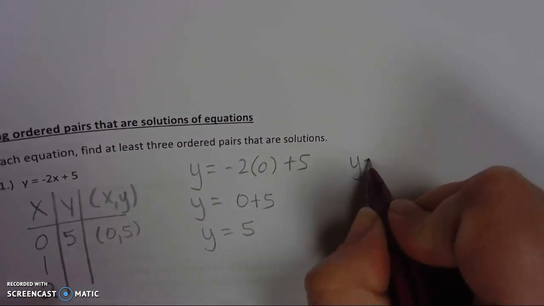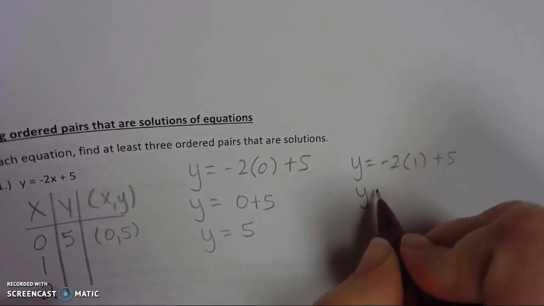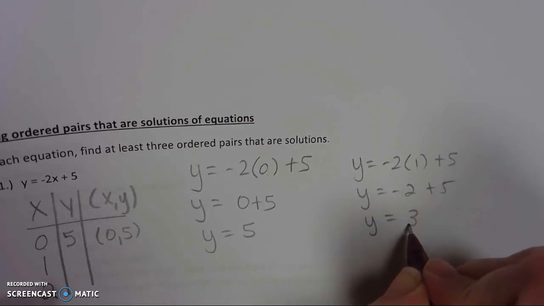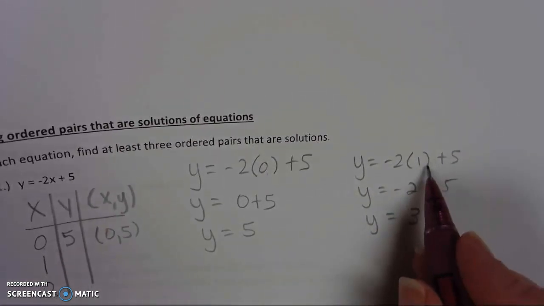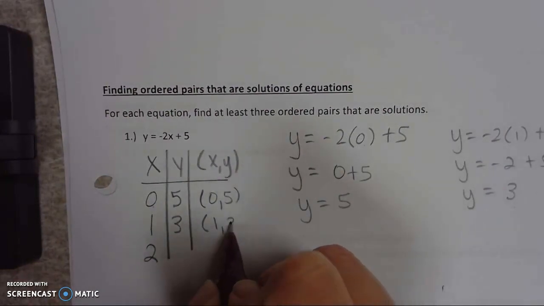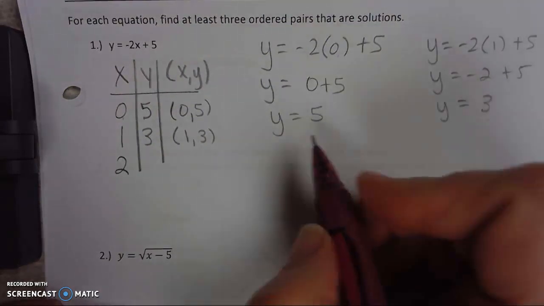So we're going to fill in a 1 in place of x. We'll have y equals negative 2 plus 5, which gives y a value of 3 when x is 1. So I'll come back to my table and fill it in. That gives me the point 1, 3. Lastly, I'm going to fill in a 2.